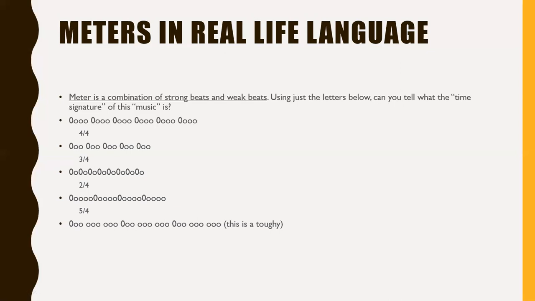Here's a toughie. So you see there's 9 beats, divided up into 9 beats, but they're in groups of 3. So you wouldn't have a 4 as a bottom number, you would have an 8. 1, 2, 3, 4, 5, 6, 7, 8. Da, da, da, da, da, da, da, da.